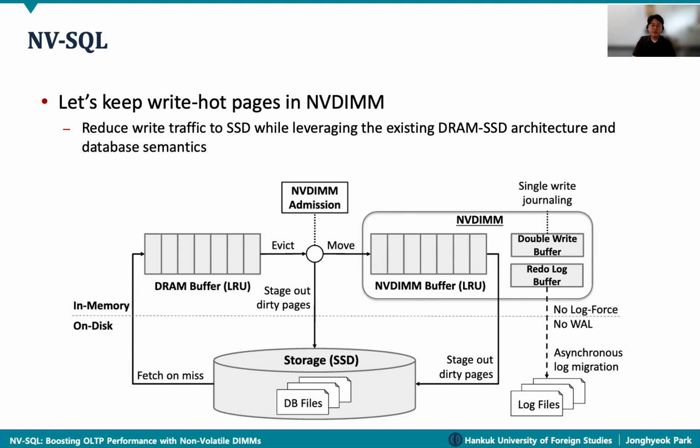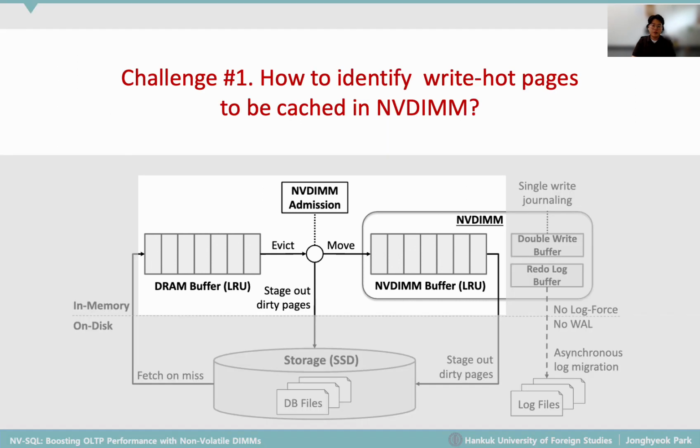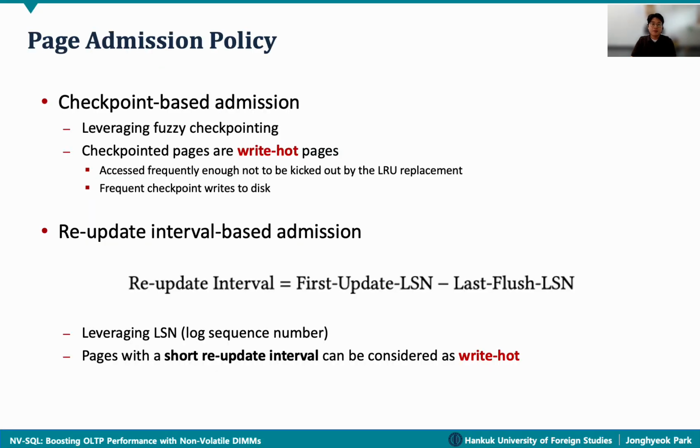While the idea of using NVDIMM as a durable cache for hot data is very simple, realizing it in existing relational database engines has a few challenges. First, it's important to determine which write-hot pages should be cached in NVDIMM. Therefore, we introduced a page admission policy to identify write-hot pages when they are evicted from the DRAM buffer pool. To detect the most write-hot pages, we use two database semantics: checkpoint and log sequence number.